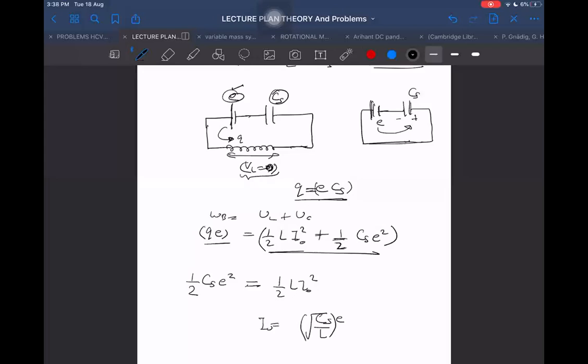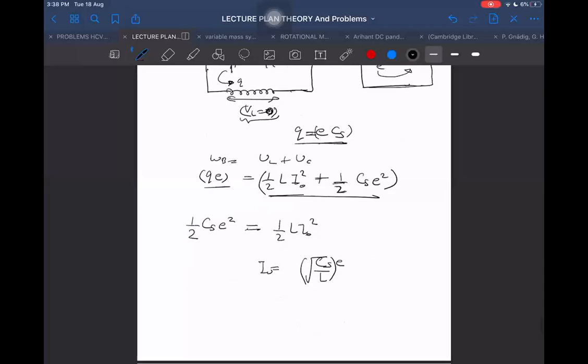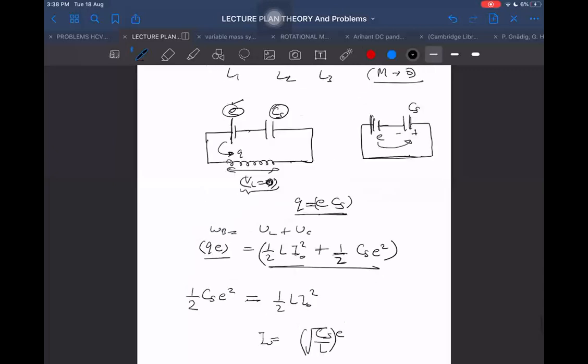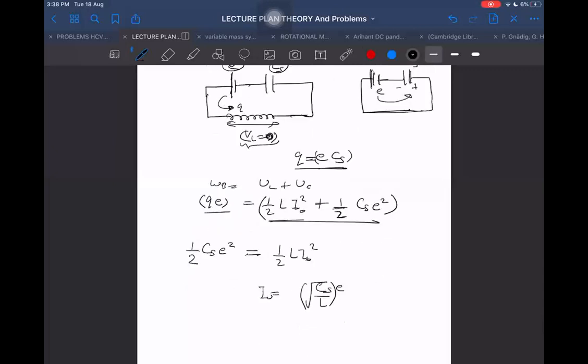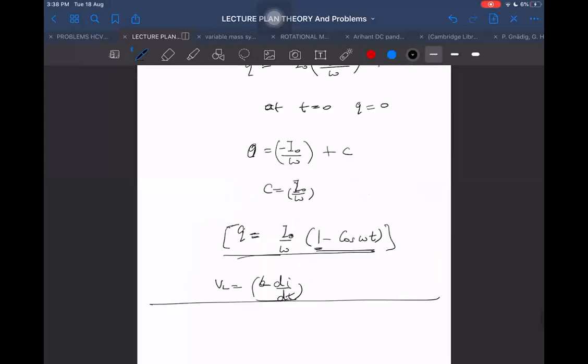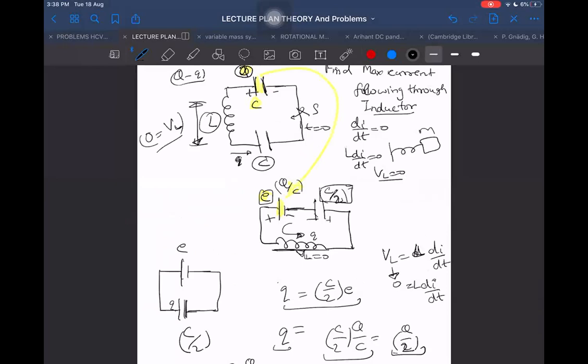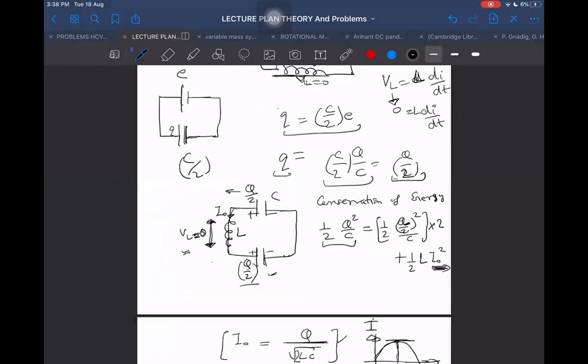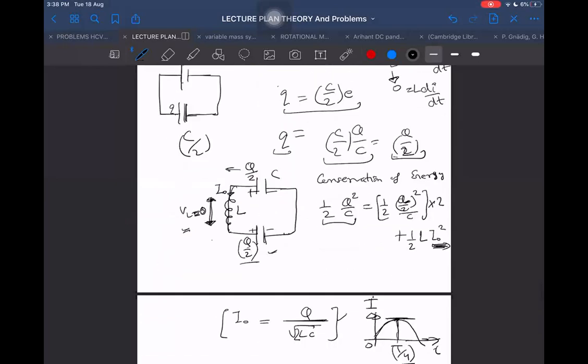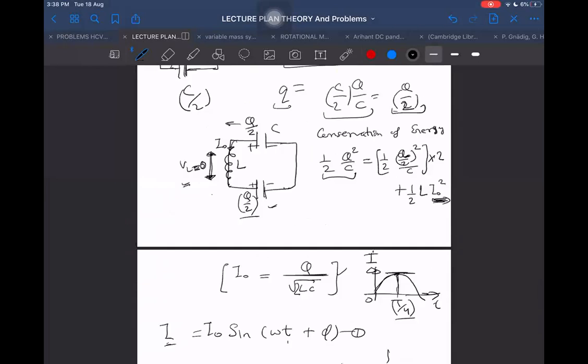Last time we got a different form, this time we are getting a different one. Why is it so? Or is it the same? I am not able to realize it. I think it is the same only. Let us check what we got last time. Last time we got I naught as this. Can I write it in this form?